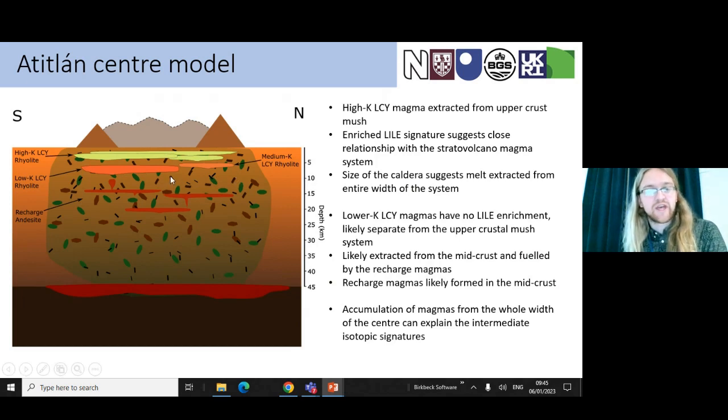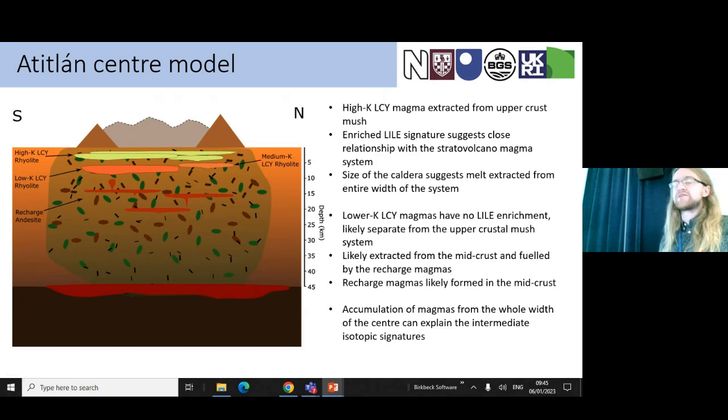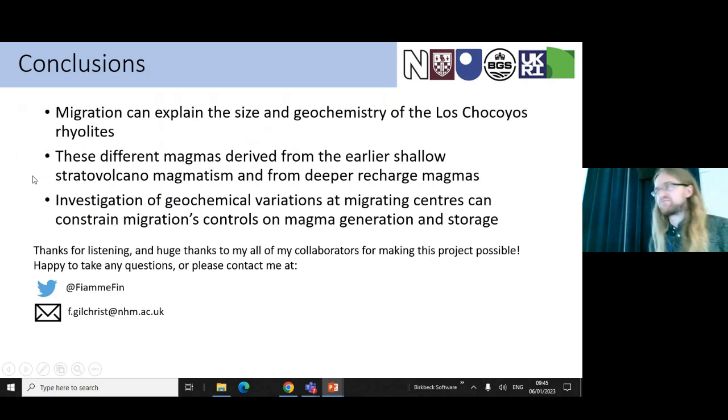And then below them, we have the lower potassium rhyolites. These don't have any large ion lithophile enrichment, really. And so we think they're quite separate from the upper crust. And they're instead fueled by magmas that were sourced in the mid crust and had a more dominant amphibole presence in their fractionating phases. So that's a quick take through of what my project has been like.